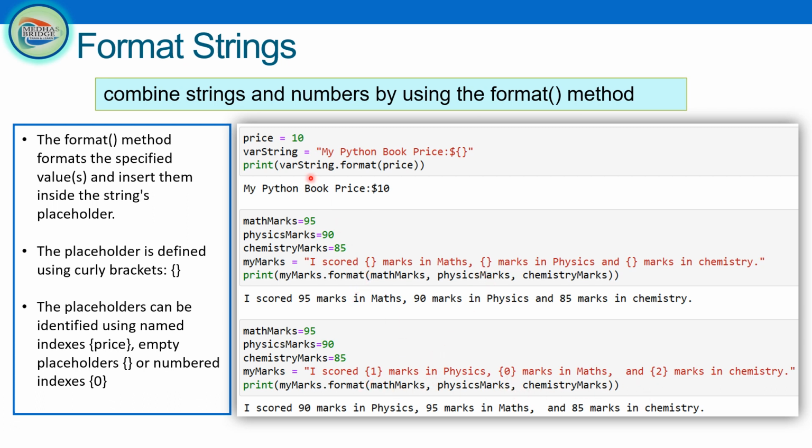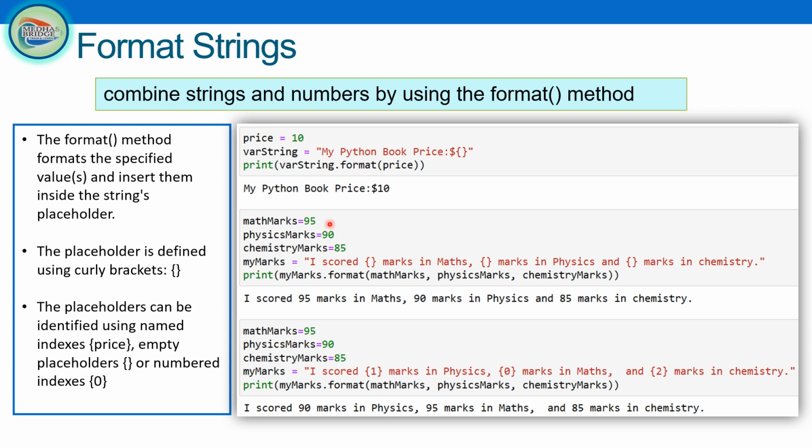Here is an example. We have the value 10 assigned to a variable price. We have the string, my Python book price, with curly braces. Using the format method, the value of price will be inserted inside the curly braces placeholder. Here is the output: My Python book price is equal to $10.